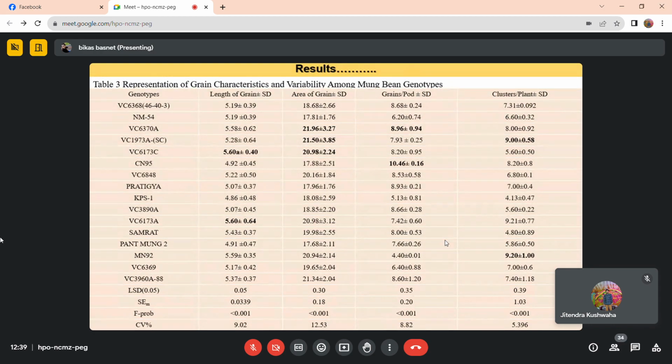Length and area of seed are associated with the 617C genotype, followed by the grain per pod, which is associated with the genotype BC708.